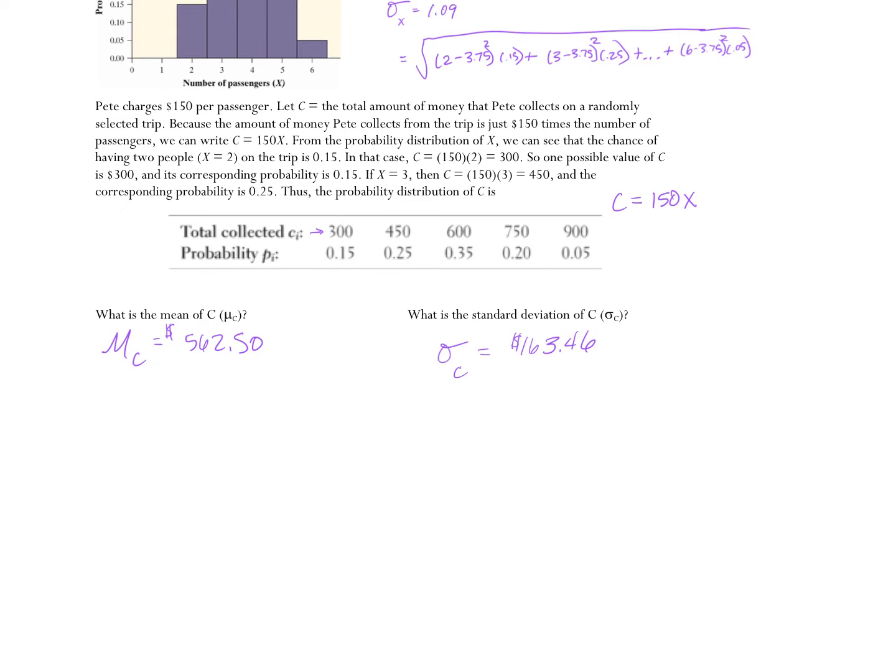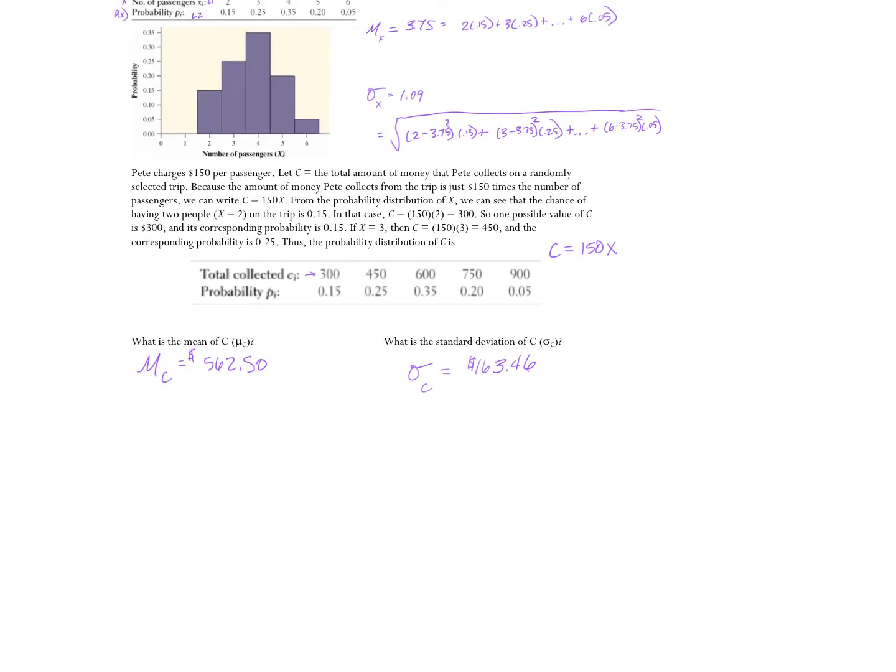Okay. Hey, guys. Are you guys with me? I could have just taken that 3.75 and times it by 150? And that's what I said. Times it. Okay. I can get behind that.